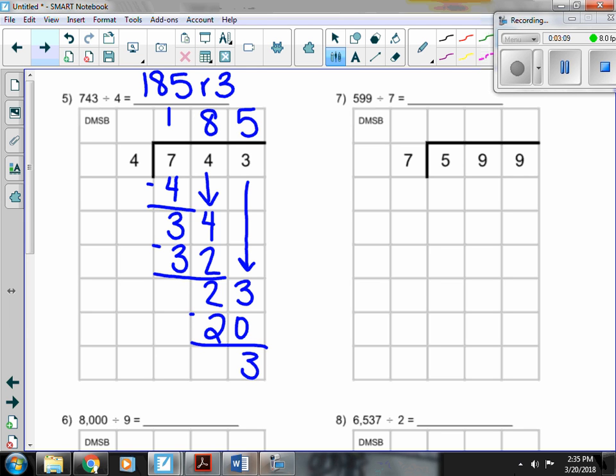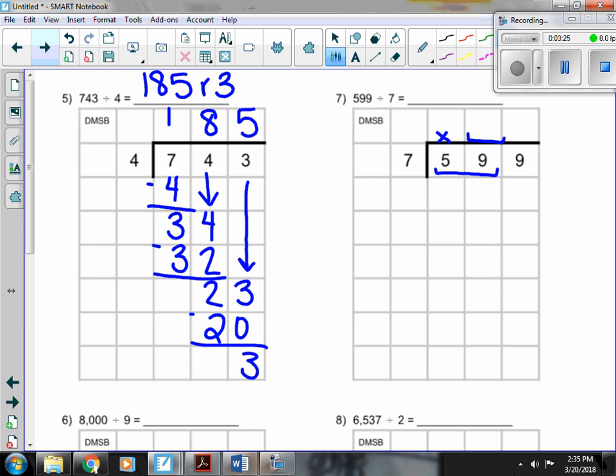My next one, 7 can't go into 5, so I look at 7 into 59. And notice when I write this answer, it will be above the 9 spot. I leave this one blank, or I put the X or a 0 to remind myself. That way everything stays lined up.